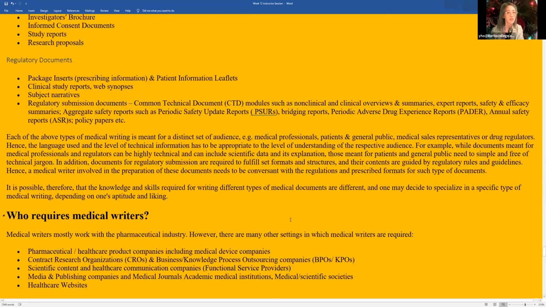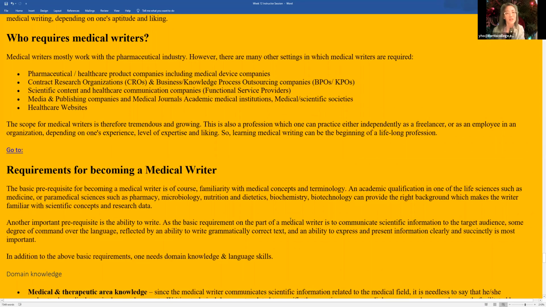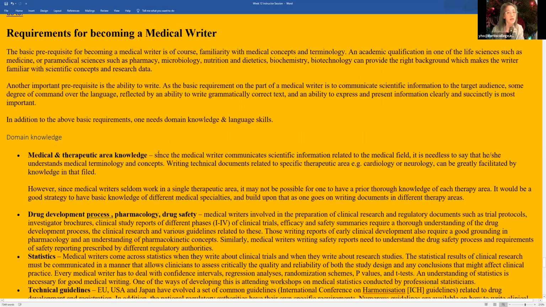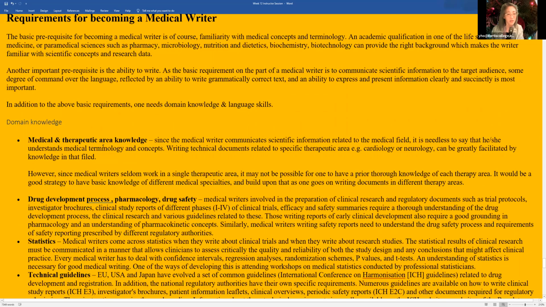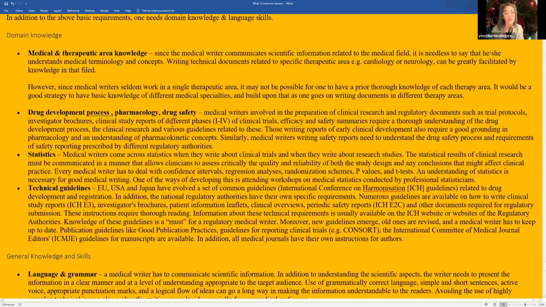And so you can read through all of this. Now, who requires medical? I'm not going to read through this. I'm just going to show you, and then I'll give you the whole lecture notes, and you can read it yourself. And requirements for becoming a medical writer include therapeutic area knowledge. The knowledge of all of this, which you have to know as a nurse, you have to know about pharmacology, drugs, all of this stuff.